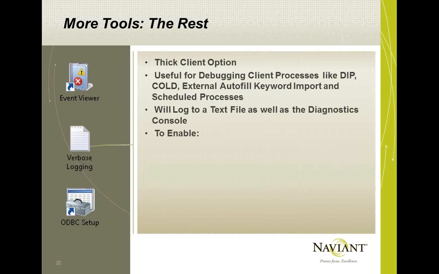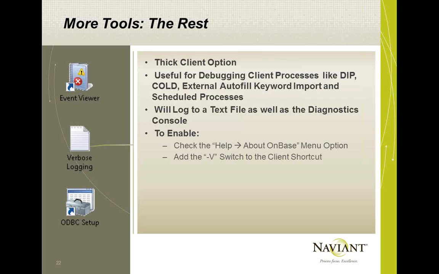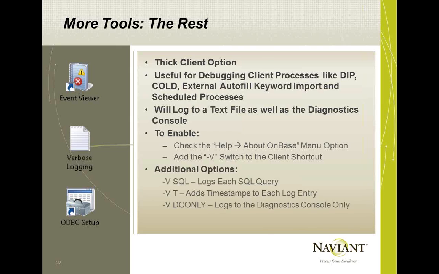Next up is verbose logging, which is a thick client option. It's most useful when applied to an instance of the client running as a service, as Jen mentioned. It's essential for diagnosing processes like dip or cold or an external autofill updater that run after hours or only give you problems intermittently. You can keep it logging, and then when it throws an error, you can go back and examine the log and see what happened at that point. To enable it, you go to Help About OnBase, yes, really, in the client, or you can add the -V switch, capital V, to the shortcut or the service command line. It has a few options.